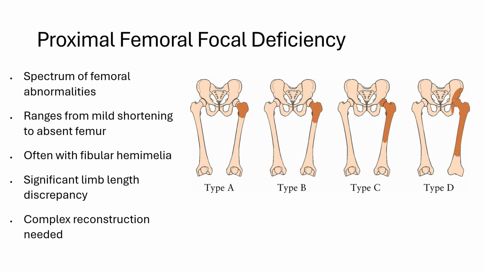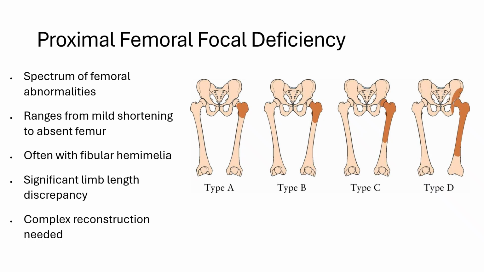The spectrum nature means that each case presents unique challenges, from subtle shortening that might be managed with lengthening procedures to complete femoral absence requiring prosthetic fitting. The condition often associates with fibular hemimelia, creating complex combined deficiencies that affect both the thigh and lower legs simultaneously. The resulting limb length discrepancy can be dramatic, sometimes involving differences of 10 centimeters or more.